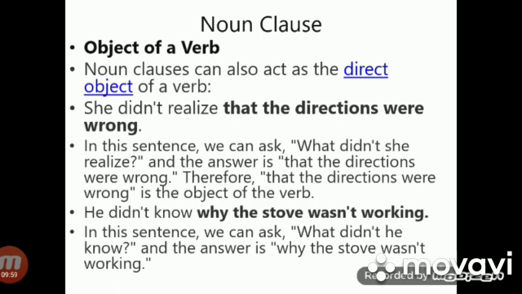Second, object of a verb. Noun clauses can also act as the direct object of a verb. She didn't realize that the directions were wrong. In this sentence, we can ask, what didn't she realize? And the answer is that the directions were wrong. Therefore, that the directions were wrong is the object of the verb. He didn't know why the stove wasn't working. In this sentence, we can ask, what didn't he know? And the answer is why the stove wasn't working.